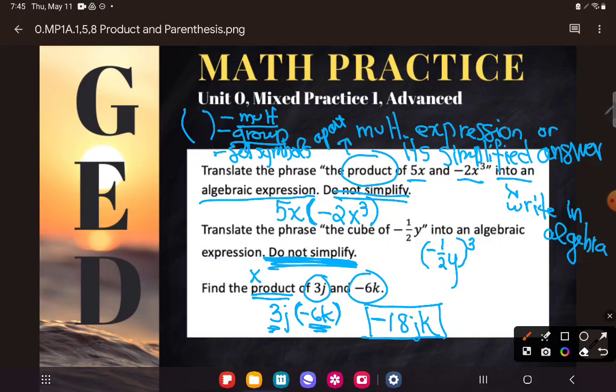And a lot of students, though, would be like, what is negative 18jk? I don't know. I can't make this any simpler because no one told me what j is and no one told me what k is. There's still a mystery. And so this is as simple as it's going to get while these letters remain a mystery. I am done. Whew. All right. Ooh, tricky. Yeah, you guys should definitely go practice this.